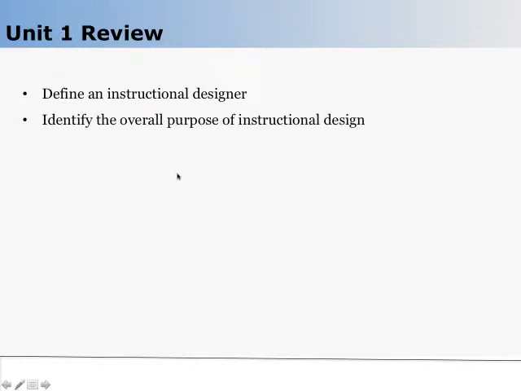Okay, let's wrap up Unit 1. You've learned to define an instructional designer. It's somebody who uses a process to analyze, design, develop, implement, and evaluate instruction so that it is effective, efficient, and appealing. The overall purpose of instructional design is to help people learn and to help them perform.